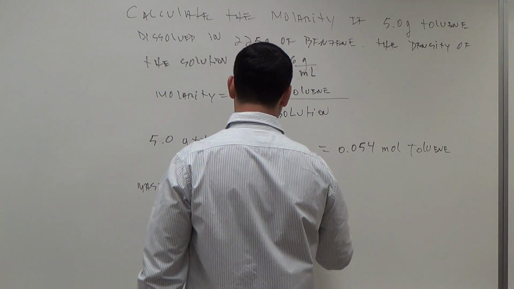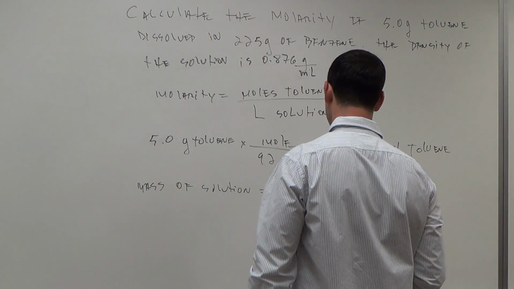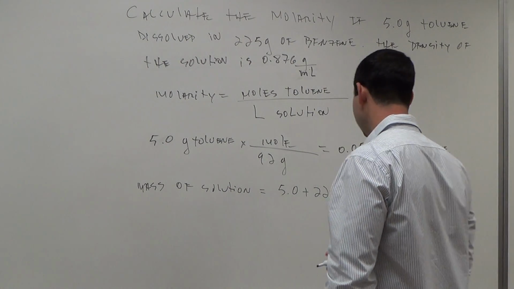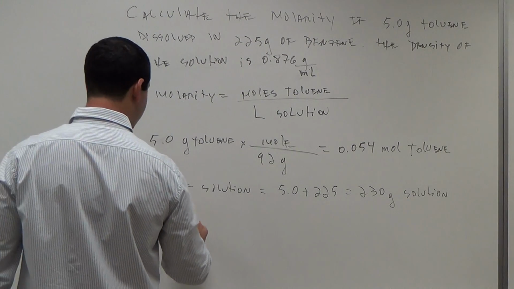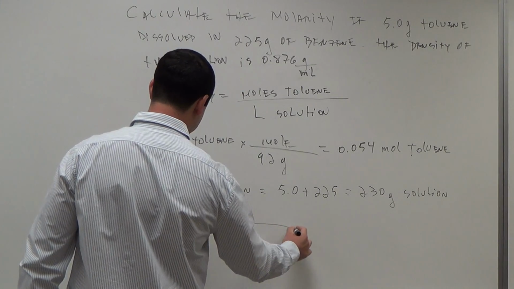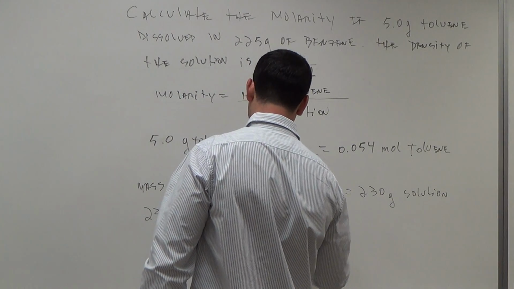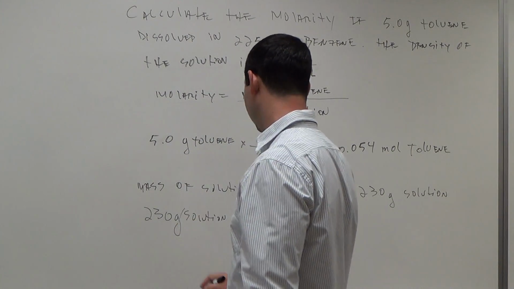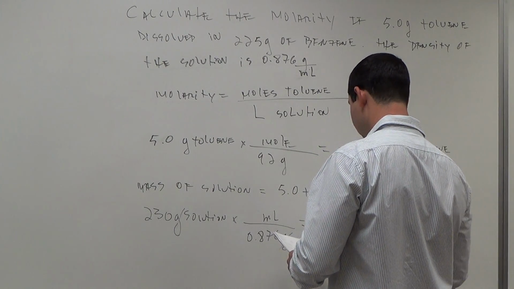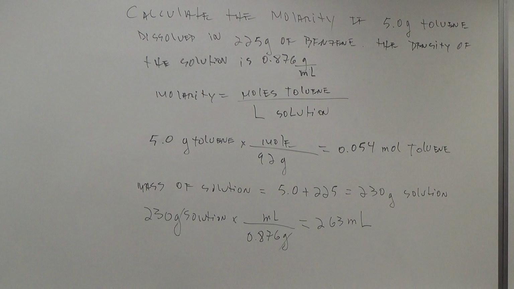The mass of the solution is 5 plus 225, which gives you 230 grams of solution. Since I have the density of the solution, 230 grams of this solution, divided or multiplied? Divided by the density, and the density is 0.876 grams per milliliter. Grams cancels with grams, and what I am going to get is 263 milliliters. You agree? Yes or no?